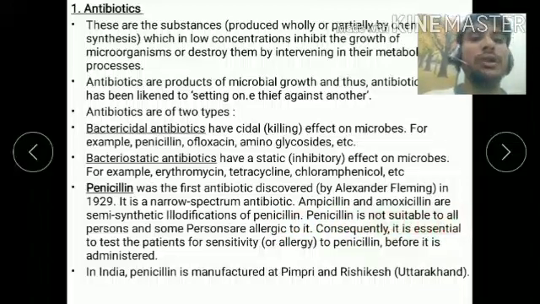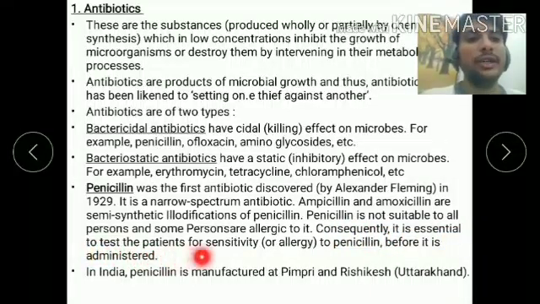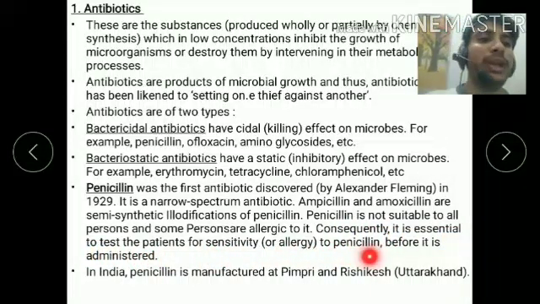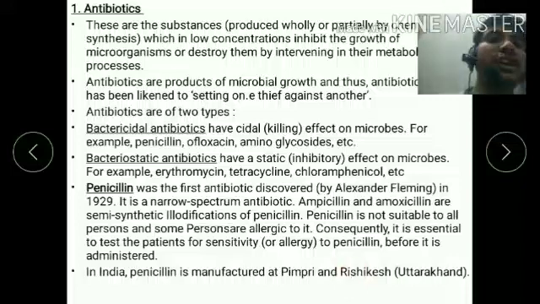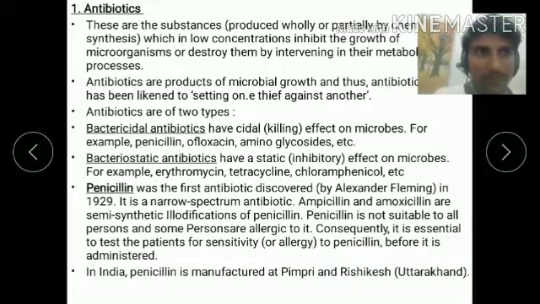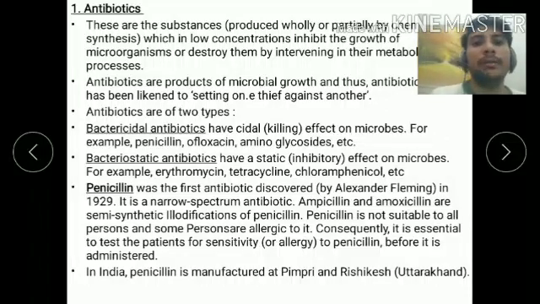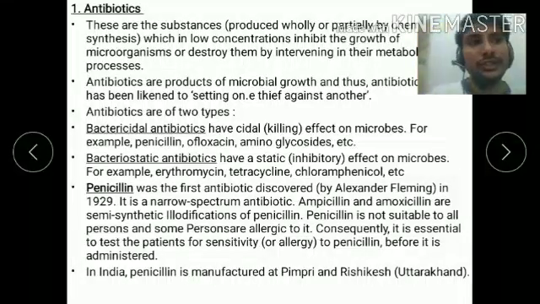Penicillin is not suitable for all persons, and some persons are allergic. Consequently, it is essential to test the patient for sensitivity or allergy to penicillin before it is administered. In India, penicillin is manufactured in Pimpri and Rishikesh, which is situated in Uttarakhand. Most important thing, penicillin medicines are prepared by the ICMR, Indian Council of Medical Research.